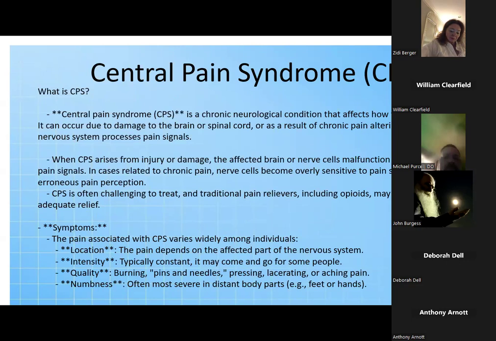We call this central pain syndrome. That's the name of it. It's a chronic neurological condition that affects how you perceive pain, and it can occur due to damage to the brain or spinal cord itself, or chronic peripheral pain that evolves into central pain because of continued bombarding of the central nociceptive neurons. What would happen? The central nociceptive neurons will hypertrophy. The dendrites will increase in number, the synapses will increase in number, and that will lower the threshold. And they will also have some neurogliosis as well.